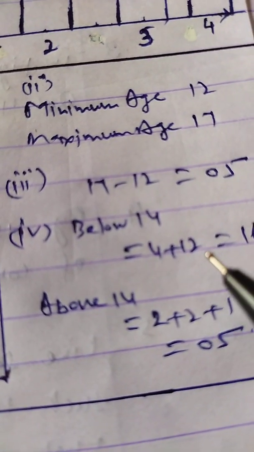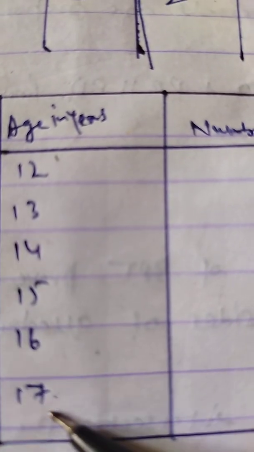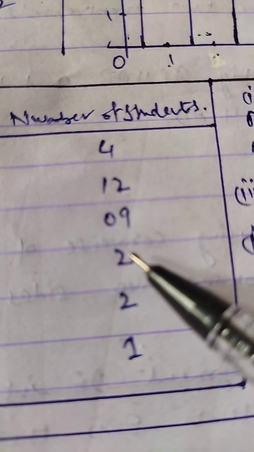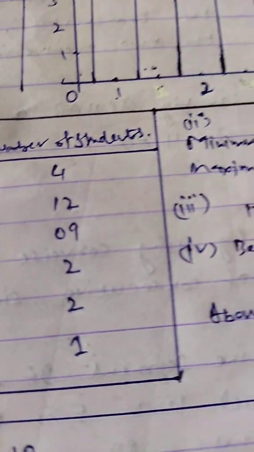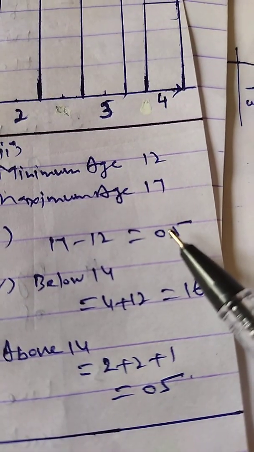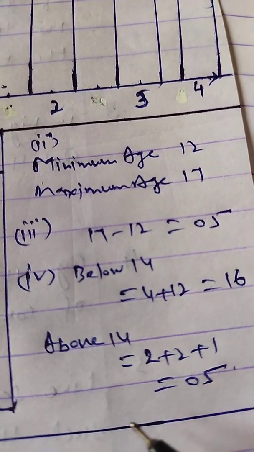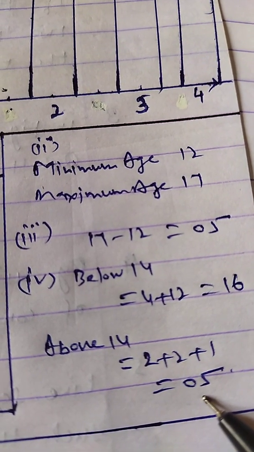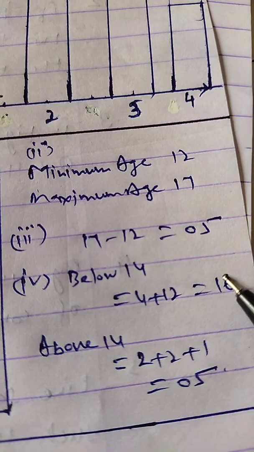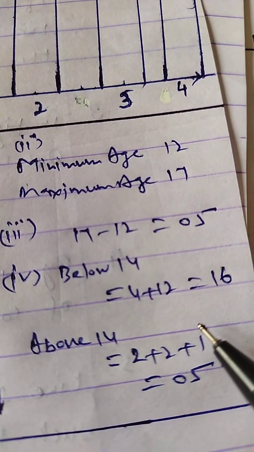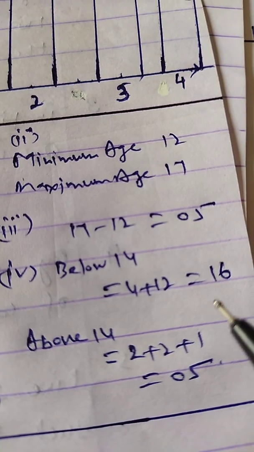And then above, the rest are above 14: 15, 16 and 17-year-old, and frequencies of those are 2 plus 2 plus 1. So that number you can mention here. 2 plus 2 plus 1, that is equal to 5. So below 14, 16 are there, and above 14, 5 are there. So this is the answer for your part number 5th.